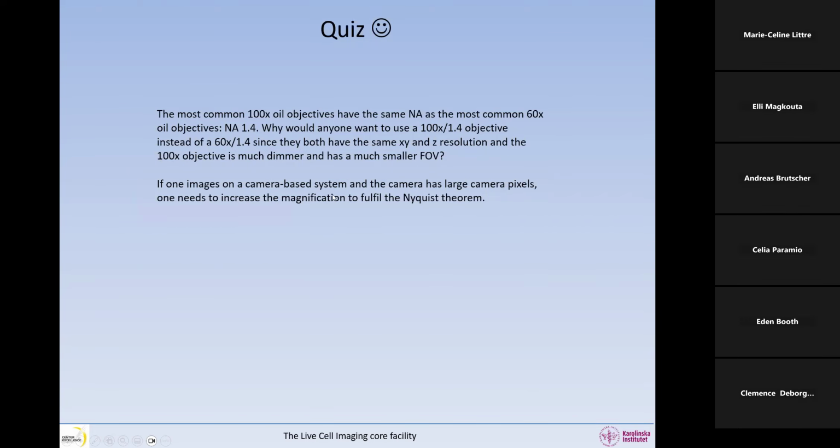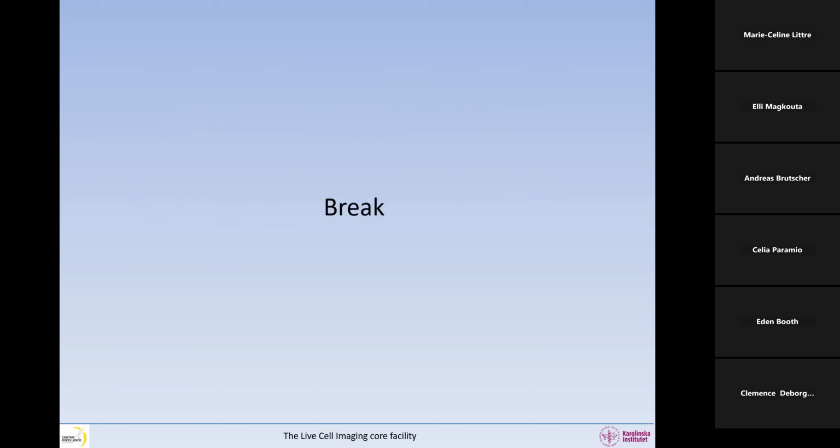If one images on a camera-based system and the camera has large camera pixels, then you need to increase the magnification to fulfill the Nyquist theorem. And we will see why now after the break, why we need to fulfill the Nyquist theorem.